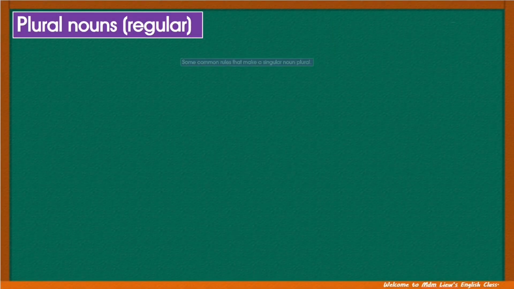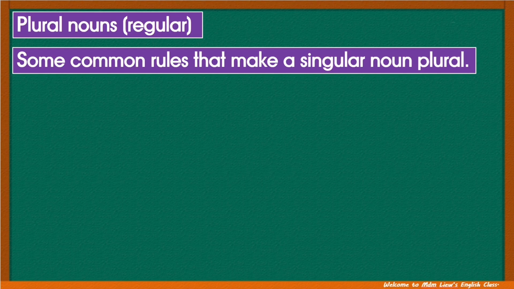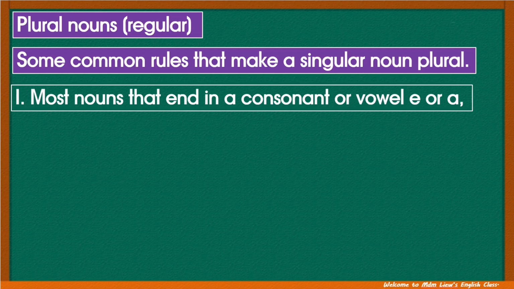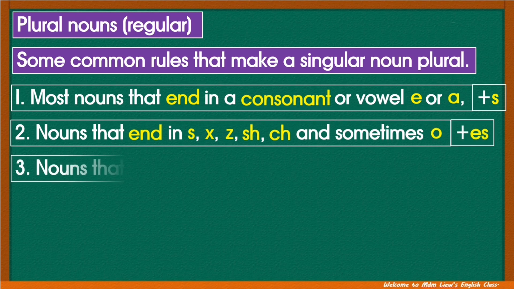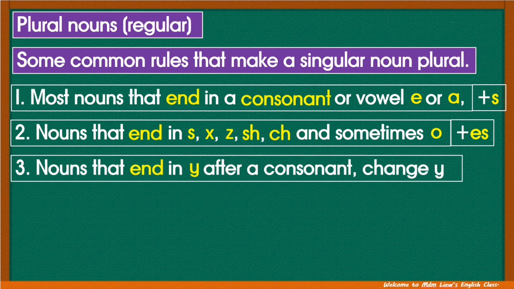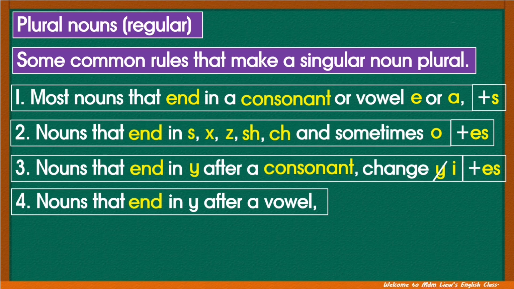Let's revise some common rules in the regular plural nouns that make a singular noun plural. First rule: most nouns that end in a consonant or a vowel E or A just add S. Second rule: nouns that end in S, X, Z, SH, CH, and sometimes O add ES. Third rule: nouns that end in Y after a consonant change Y to I, then add ES. Fourth rule: nouns that end in Y after a vowel just add S.